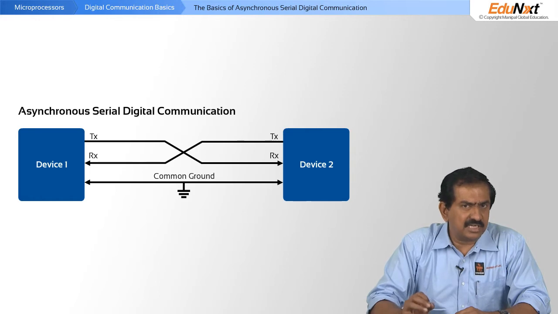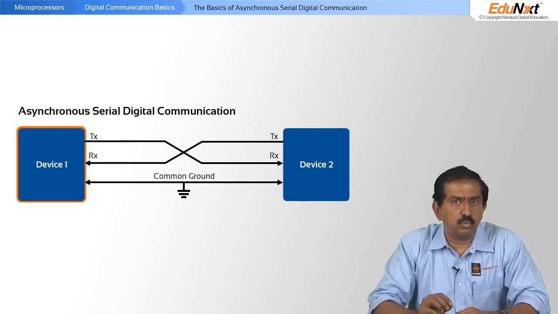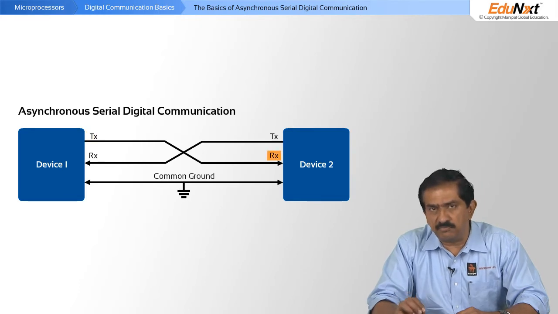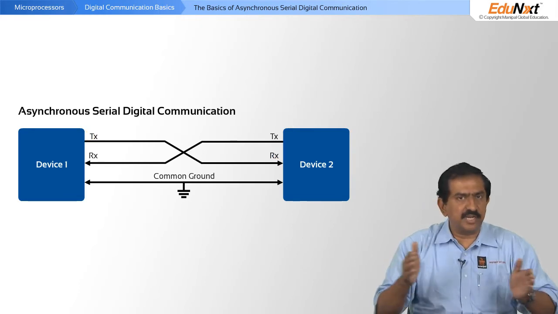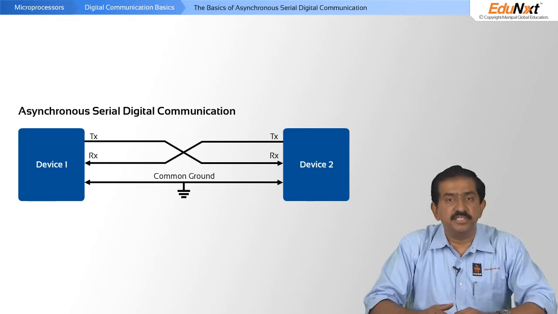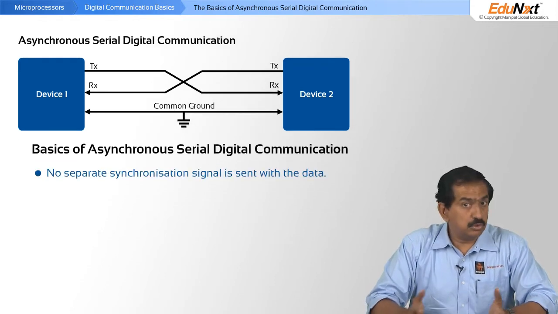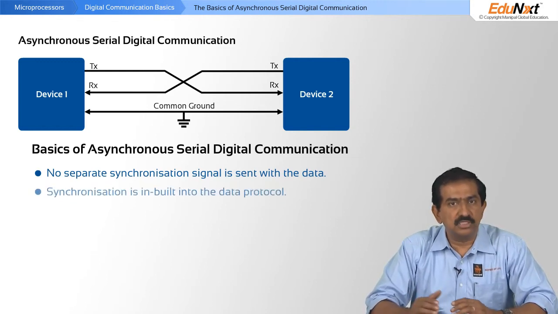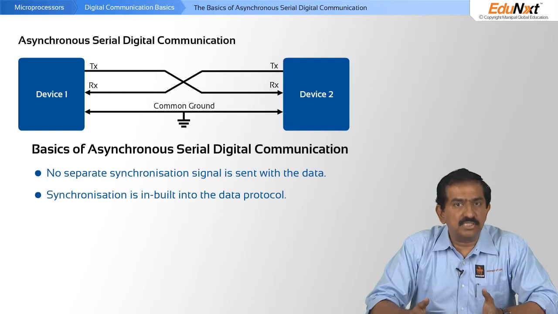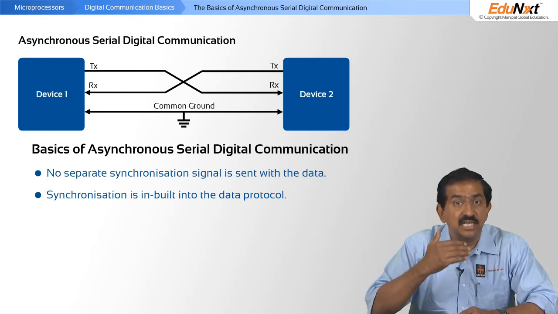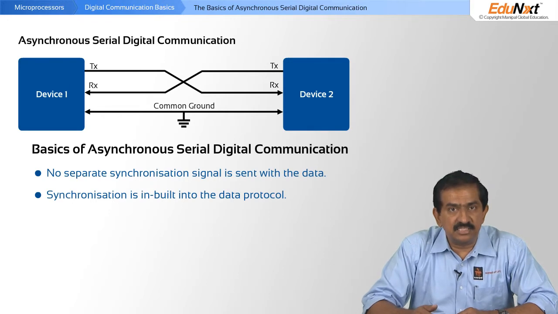One bit at a time is sent from device 1 to device 2, from the transmit pin to the receive pin. So if you're going to transmit 8 bits, it has to be sent one bit after the other, 8 times. There is no separate synchronization signal in this. That's why it's called the asynchronous protocol. The synchronization must be enabled by the quality of the data that gets sent and the format of the data that gets sent across this transmission line.